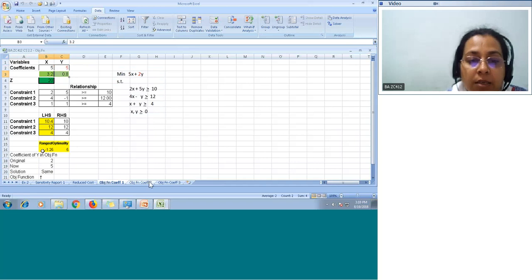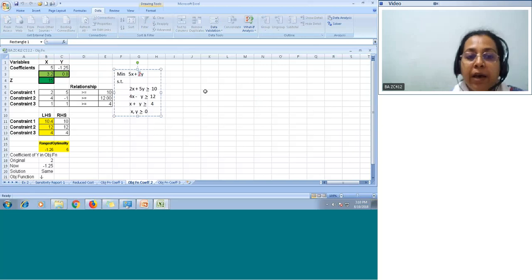Now let's take another example. I am taking its lowest bound, 2 minus 0.25, and now you can see this remains the same, and I got the objective function value decreased. So you can see how much you want to change this coefficient. You have the leeway to change it. So the cost function is this.